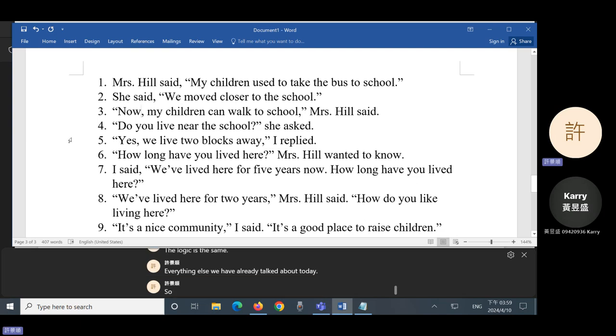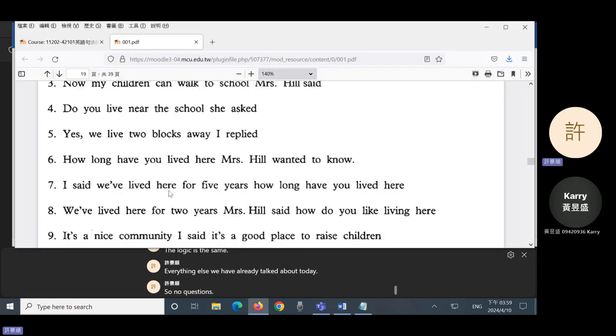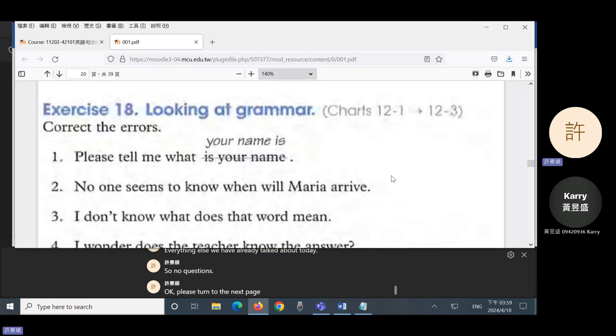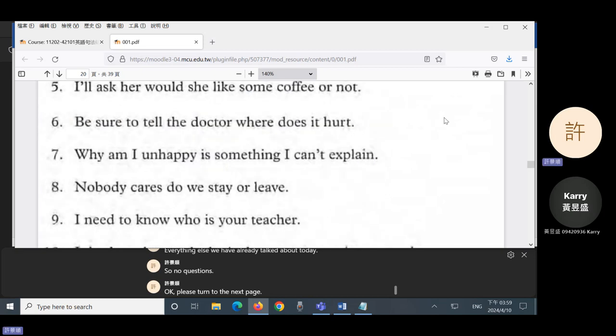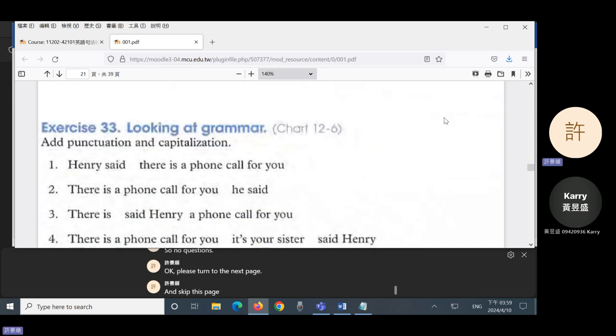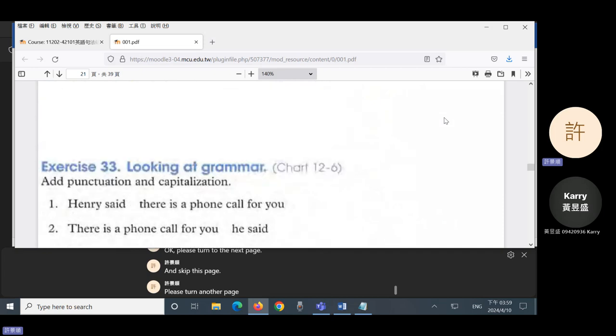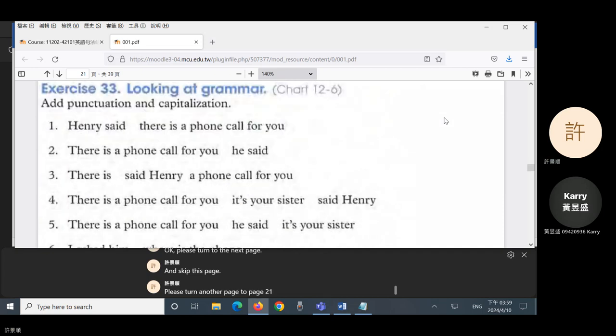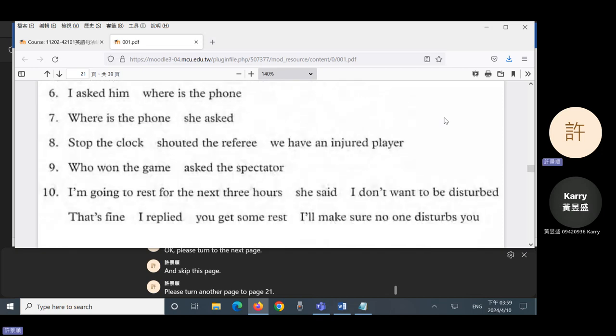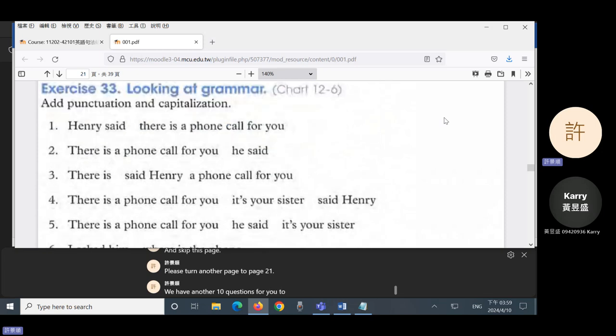So no questions? Okay, please turn to the next page and skip this page. Please turn another page to page 21. We have another 10 questions for you to add punctuation and capital letters. I will give you 4 minutes. Again, feel free to talk with your classmates.